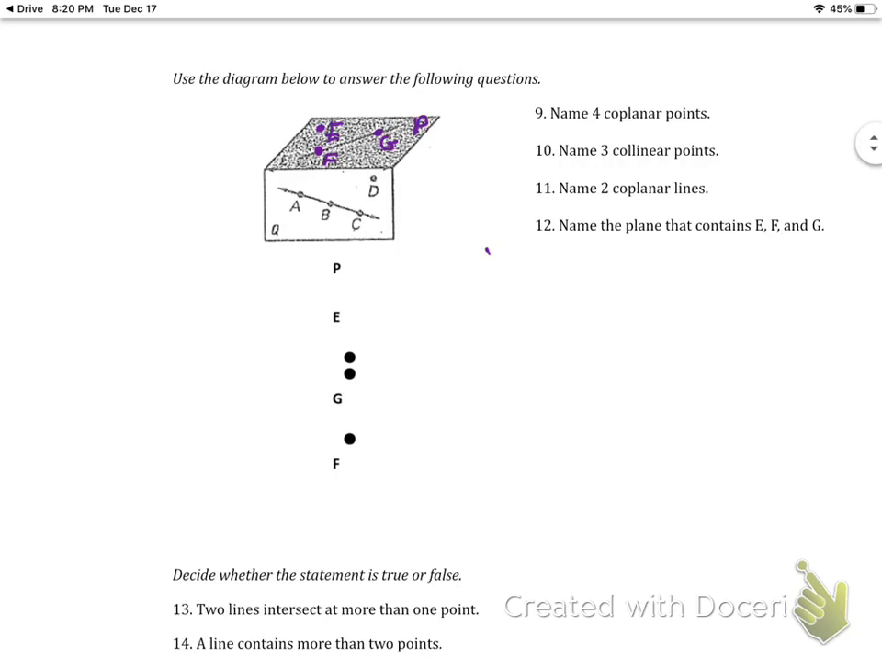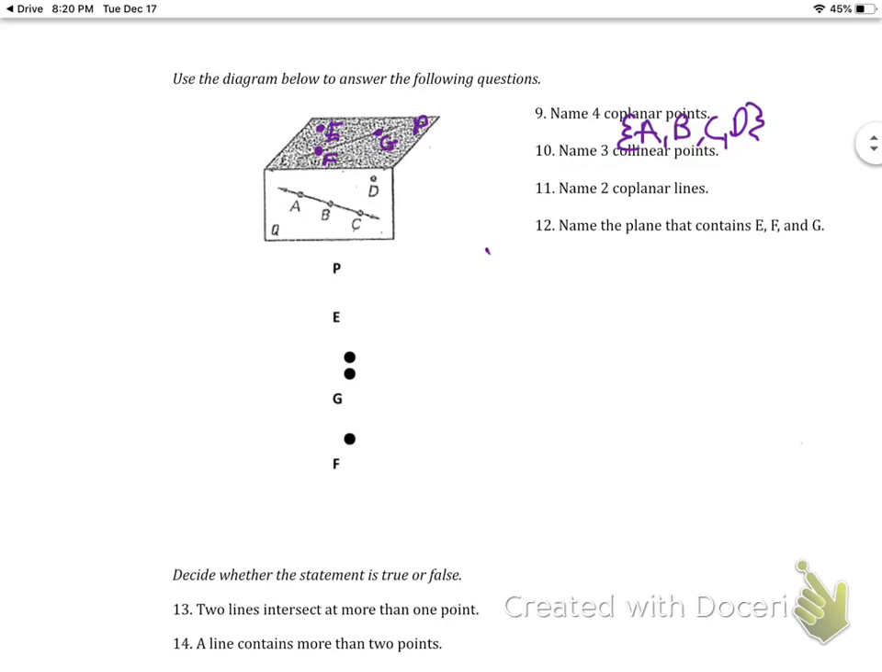be A, B, C, and D. Put those around them to show that this is a set. You don't have to do that because we didn't really talk about it.